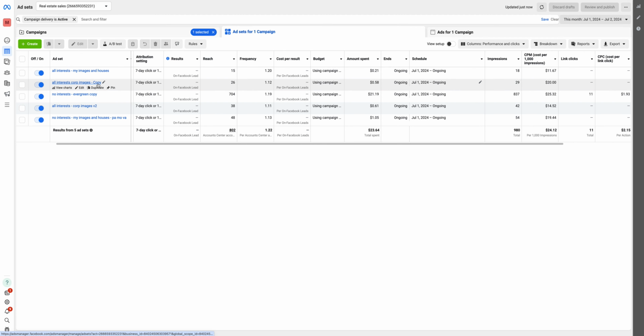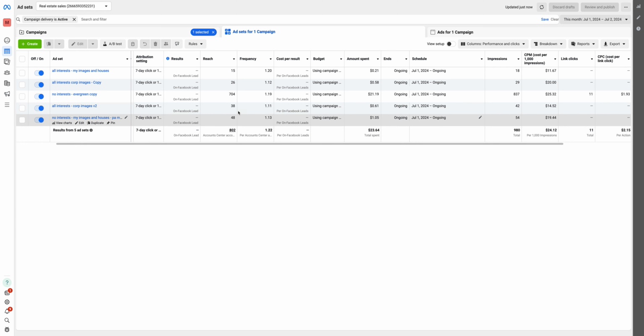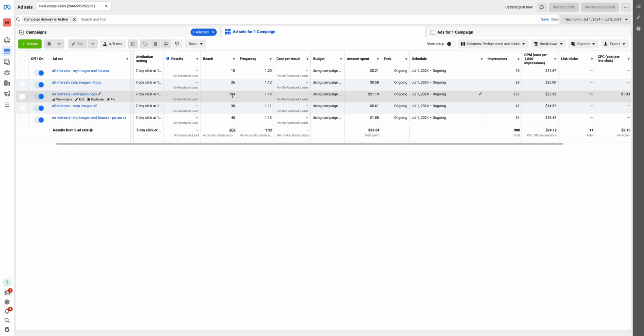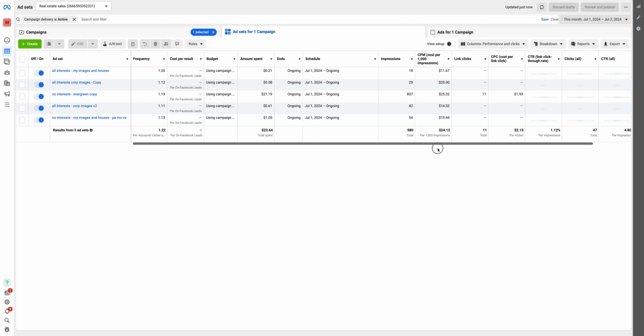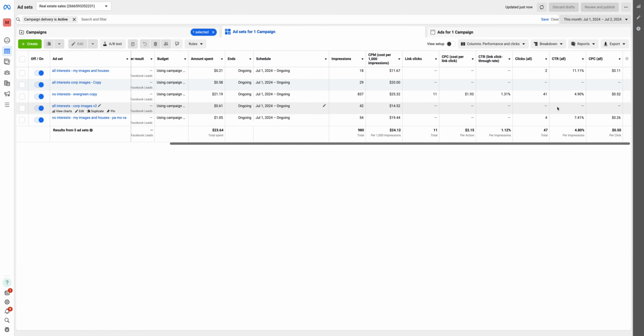So here are our ad sets. Are there any ad sets that are doing better or worse than another? This here, the no interest evergreen copy, they've put that out a lot. That's going out to 704 so far for the day. Let's see the click-through rate. All right, it's up there high. That's pretty good, and that's pretty good.